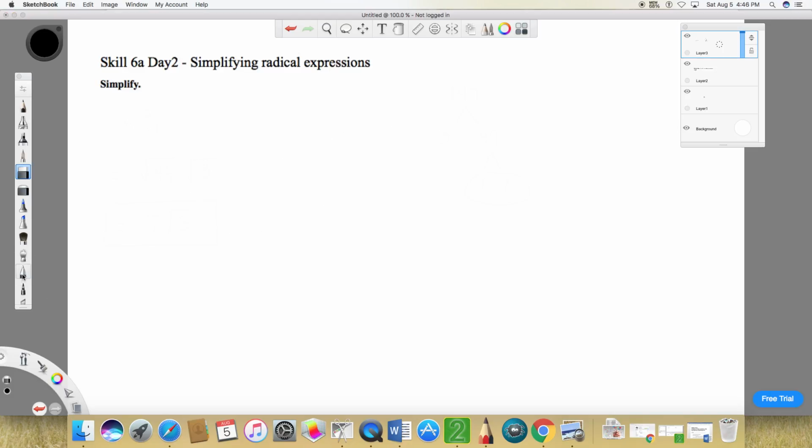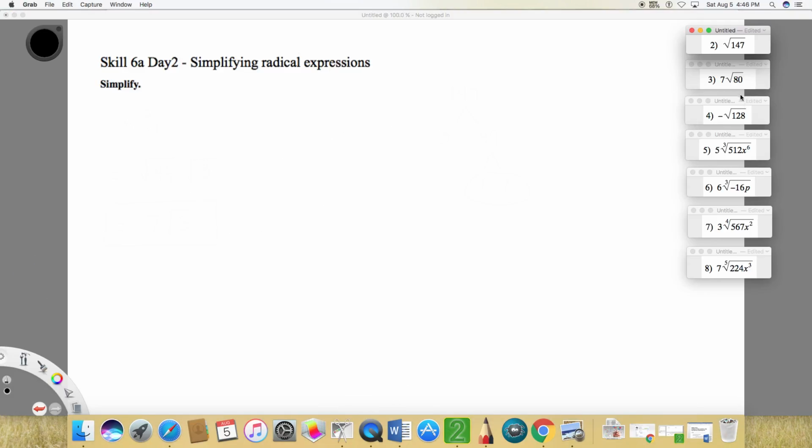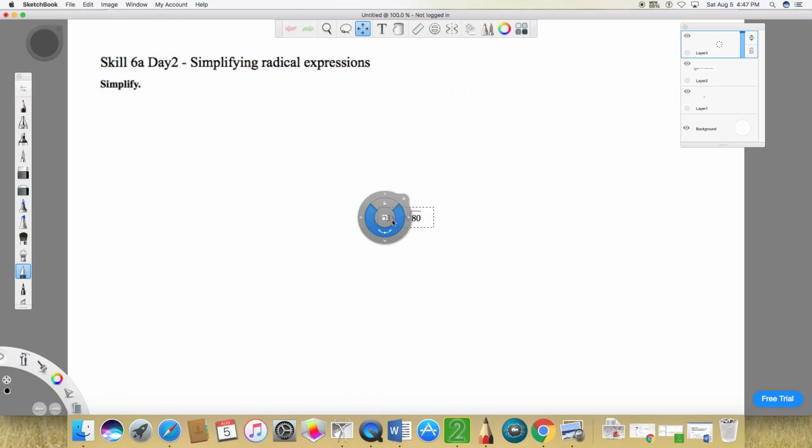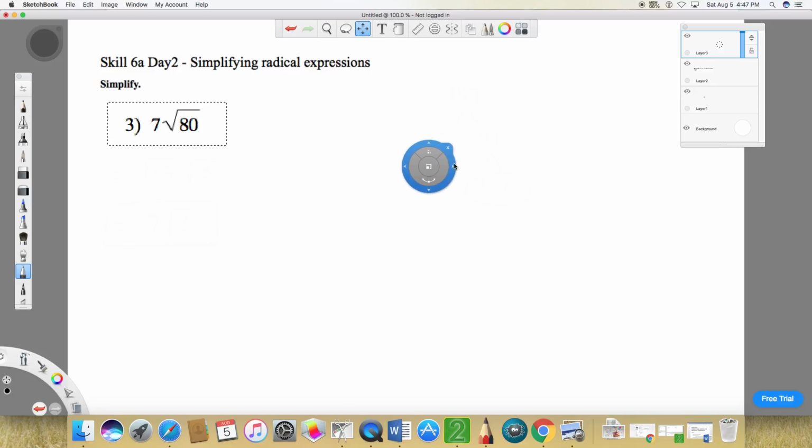Let's move on to number 3. So again, when we see a radical, our first place to start is what kind of radical is it? Is it a square root, a cube root? That is also referred to as the index. And when you don't have a number written here, the index of 2 is implied. Now, don't forget that you have a multiplier of 7 here, and I just think of it initially as just coming along for the ride.